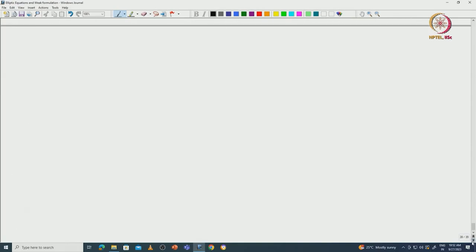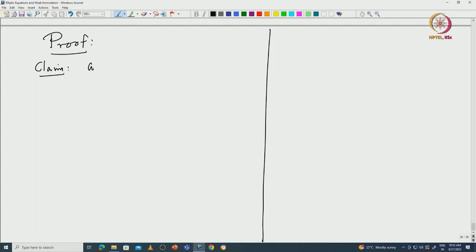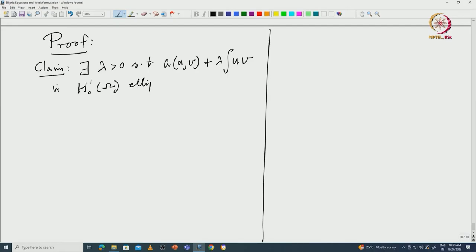So I want to give a proof. So the first step is the first claim: there exists lambda positive such that a(u, v) plus lambda integral of uv is H1 naught elliptic. You see, a(u, v) need not be H1 naught elliptic, but you can choose a lambda positive.